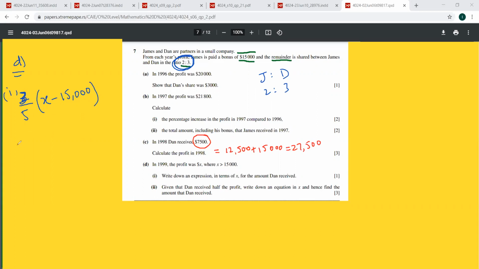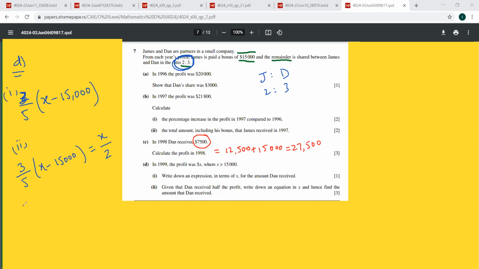And then in the second part, it says, given that Dan received half the profit, write down an equation. So this is what Dan is going to get, 3 by 5 of x minus 15,000. And that is equal to half of the profit, and the profit is going to be x. So this is the equation that we can have here. Now let's solve this equation.